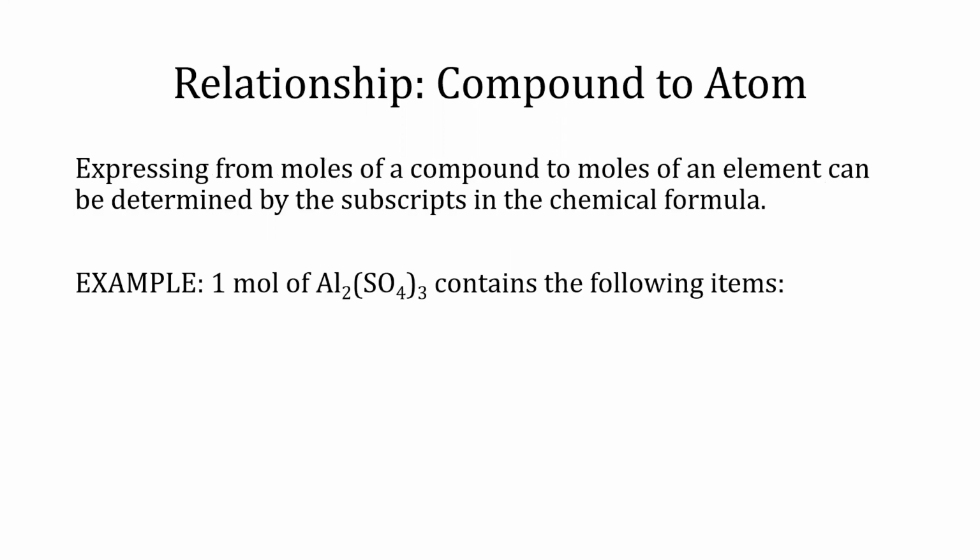Expressing from moles of a compound to moles of an element can be determined by the subscripts in the chemical formula. An example is 1 mole of Al2(SO4)3 contains the following items: 2 moles of Al, 3 moles of S, and 12 moles of O.